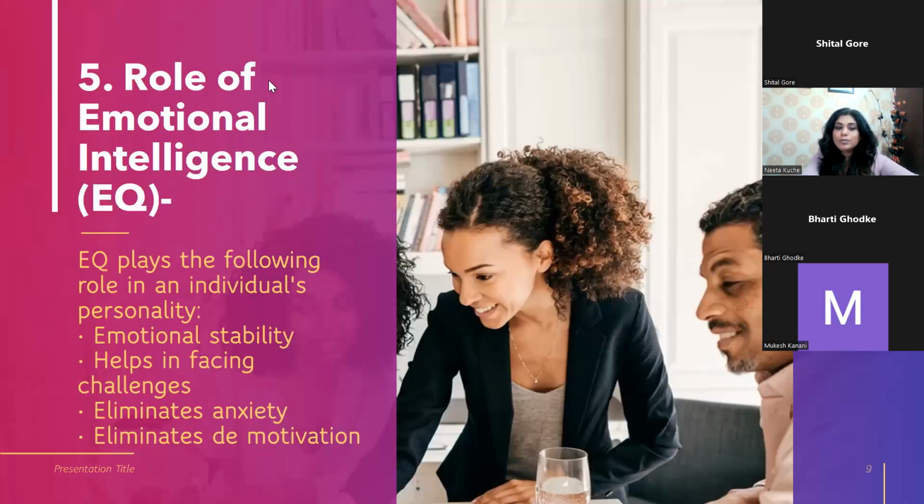So let's move on to the fifth topic of today's session, that is the role of emotional intelligence or EQ, that is emotional quotient. EQ plays the following roles in an individual's personality. First is emotional stability. It helps in facing challenges. It eliminates anxiety and it eliminates demotivation.